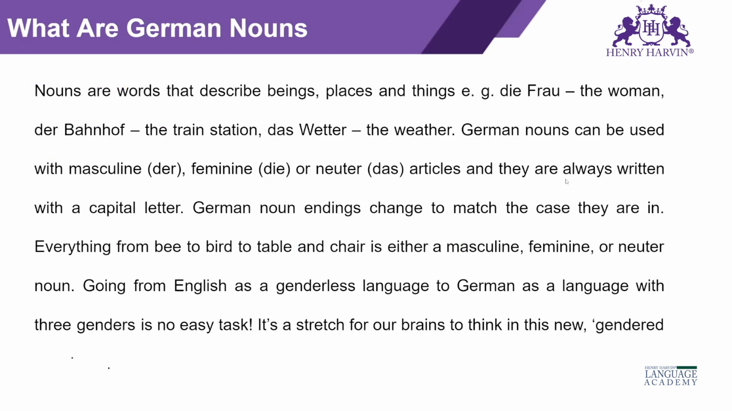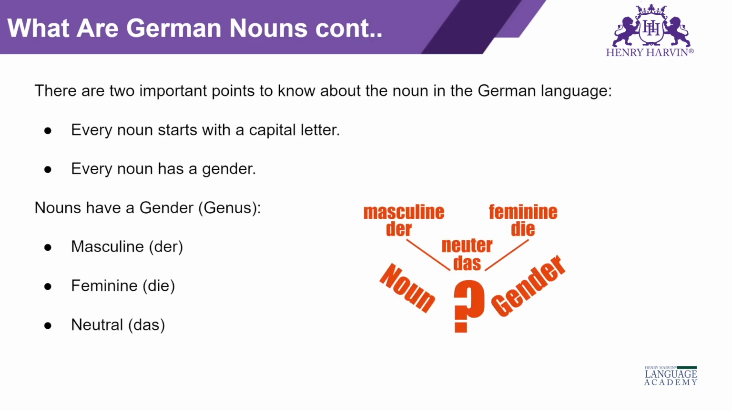Every noun in German has a gender, and you have to put that because everything in German takes an article, whether it's masculine, feminine, neutral or plural. Here every noun starts with a capital letter and has a gender, divided into 3 parts: male, female and neutral.